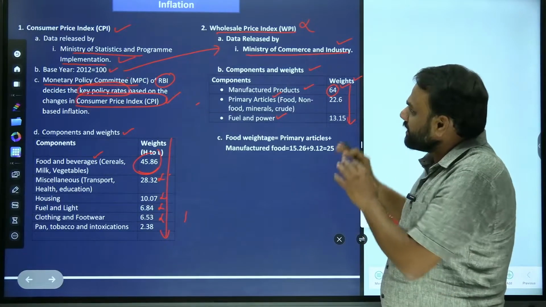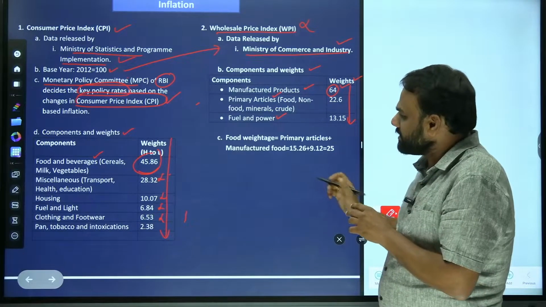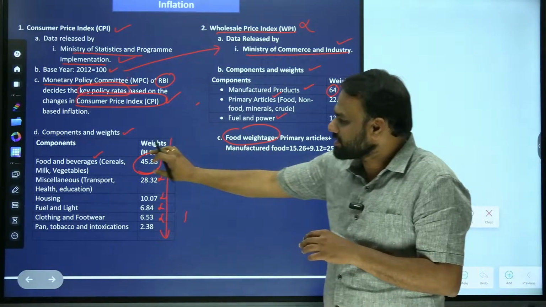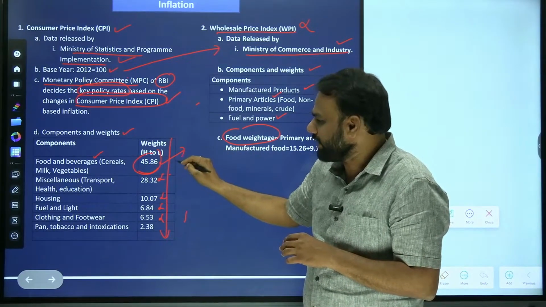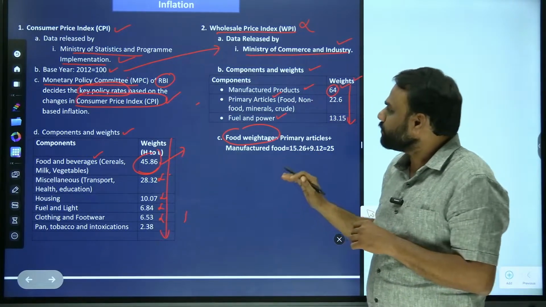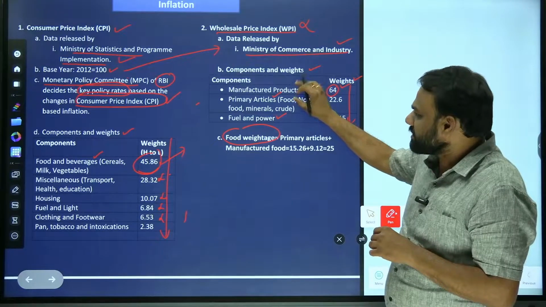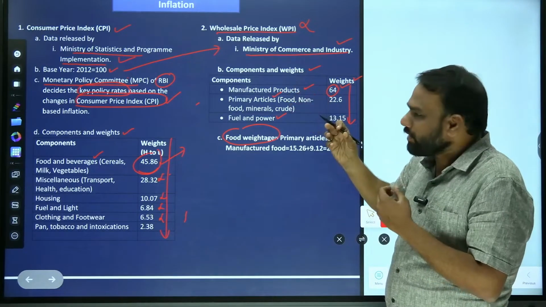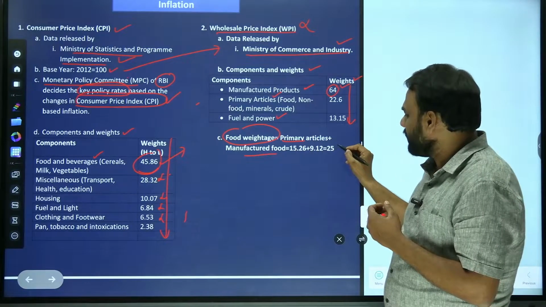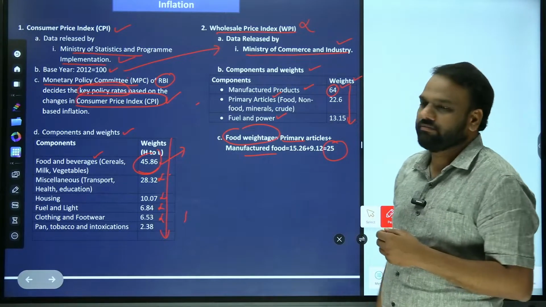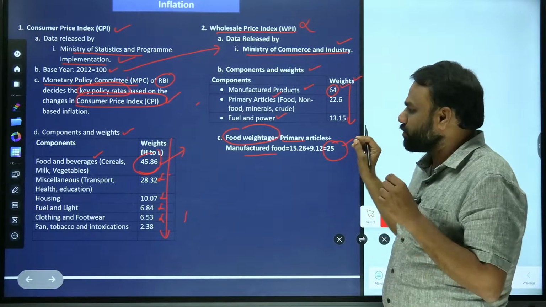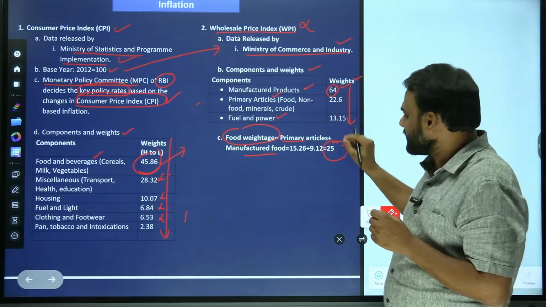Next, apart from this, in wholesale price index, what we need to understand is the weightage of food. In the consumer price index, food is a separate entity, so we got to know about its weight. Its weight is 45.86. When it comes to wholesale price index, food is not a separate entity. So after taking the components of food out of manufactured food and primary articles, we get the weightage of food as 25. So this 25 value is important. We have to memorize it. So weightage of food in the wholesale price index is 25.